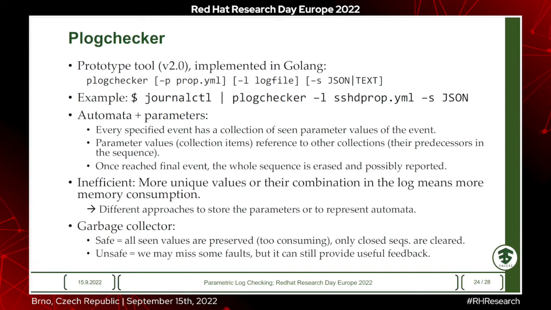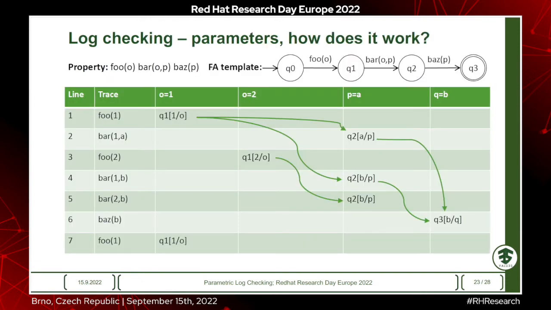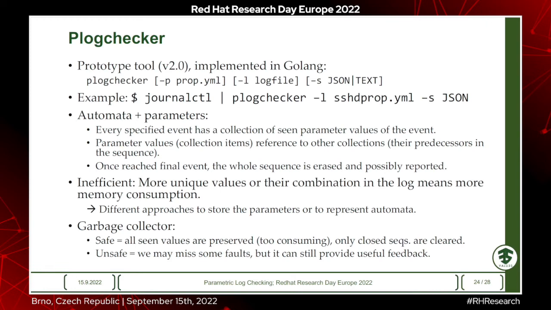It follows the automata with parameters, and it is inefficient, because more unique values or combinations of them in the log mean more memory consumption. This is the biggest problem of most parameterized runtime verification tools or frameworks. There are different approaches to handle it, and one of the best is to implement a garbage collector. You are either safe, meaning all seen values are preserved, which is too memory consuming, or unsafe, which means you may miss some faults, but it can still provide useful feedback even in the long run.